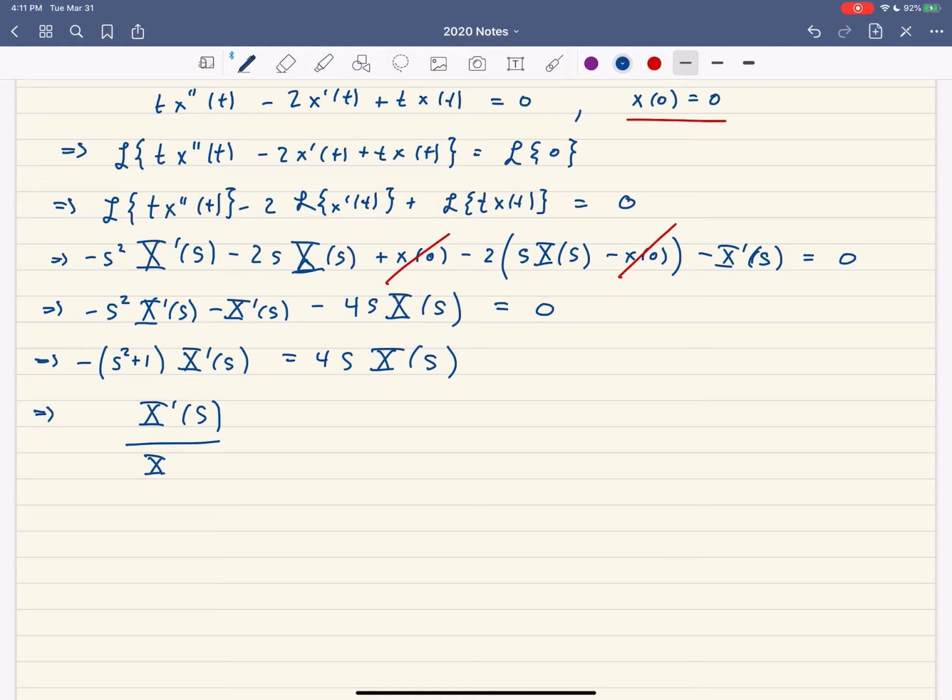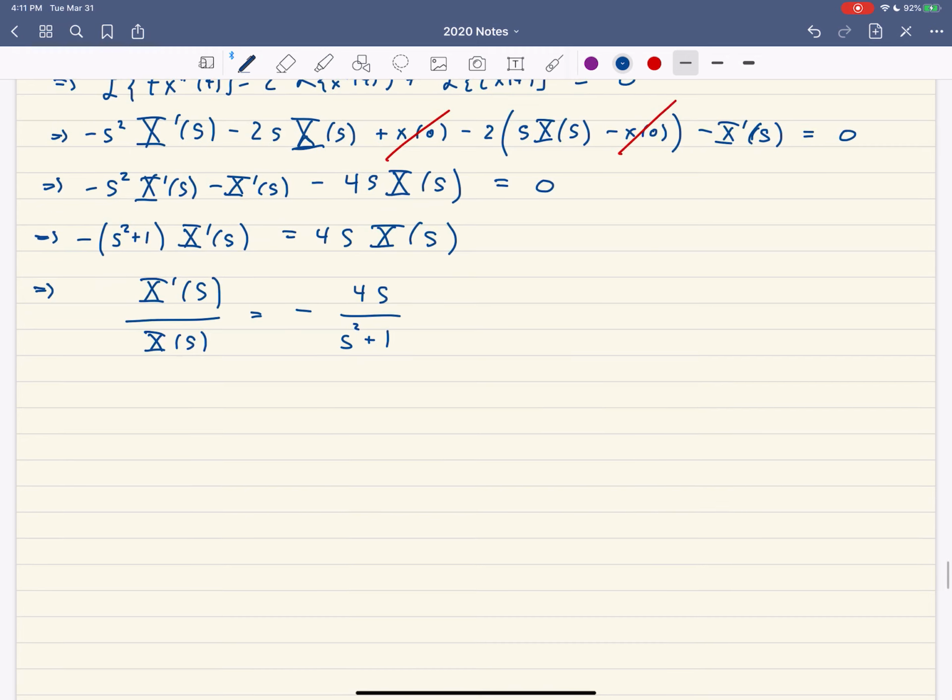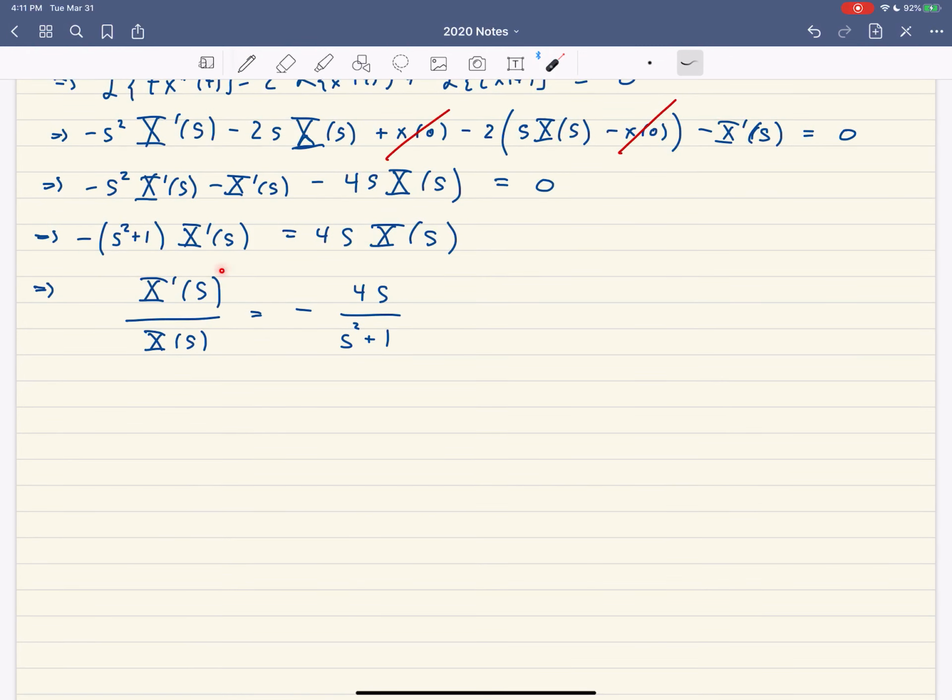So I'm going to divide both sides by capital X. On the right side, I'm going to get negative 4s over s squared plus 1. And notice that the left side is nothing more than the derivative of the natural log of capital X. Okay, so that's the derivative. And on the right side, we get negative 4s over s squared plus 1.